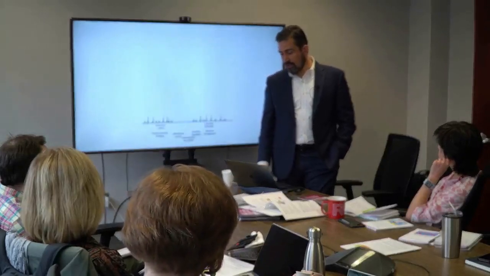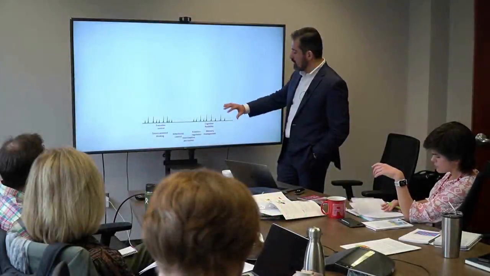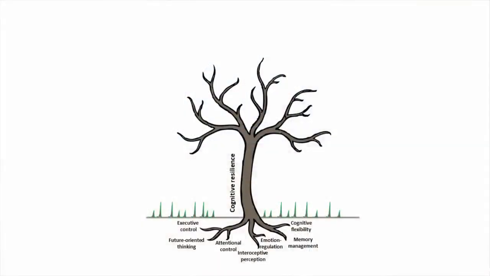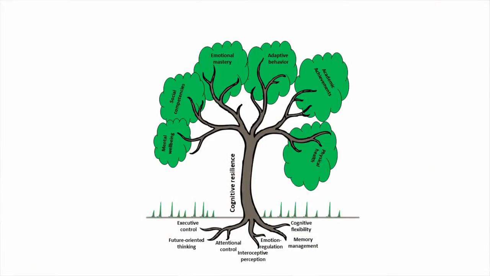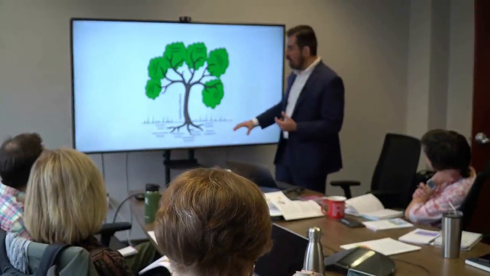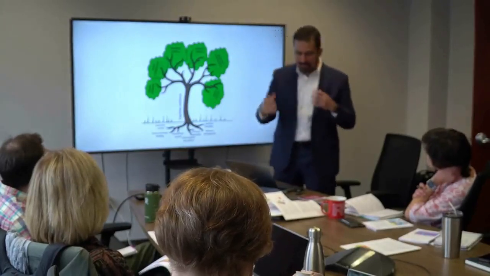And the idea is, if we target these executive control functions, attention control, memory management, emotion regulation, interoceptive perception, cognitive flexibility, those functions, we can help them to develop a cognitive resilience that would end up with better mental well-being, social competencies, adaptive behavior, academic achievement. So that's the idea that we have. We think that if we target and train these brain functions, they would eventually end up in adaptive behaviors in society.